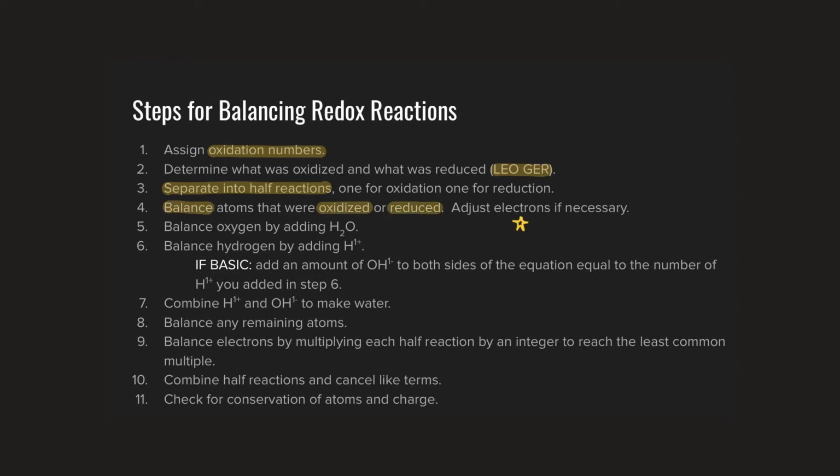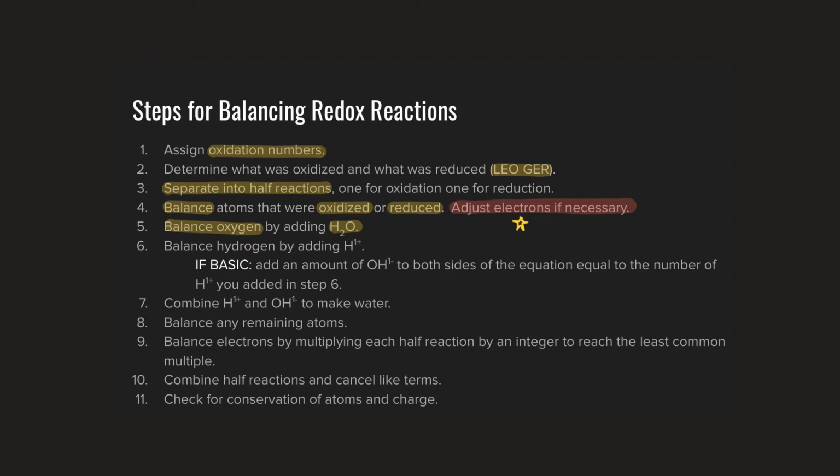And put a star in your notes here, guys. This next step right here is the number one place where people miss these problems. If you have to balance the atom that was oxidized or reduced, you need to adjust the number of electrons if necessary. And we'll show you what that means on one of our example problems. And now we move next into our sequence of balancing to balancing oxygen. We're always going to balance oxygen by adding water, H2O, because again, these are reactions occurring within aqueous solution. So there's water present, and we can therefore balance oxygen by adding water.